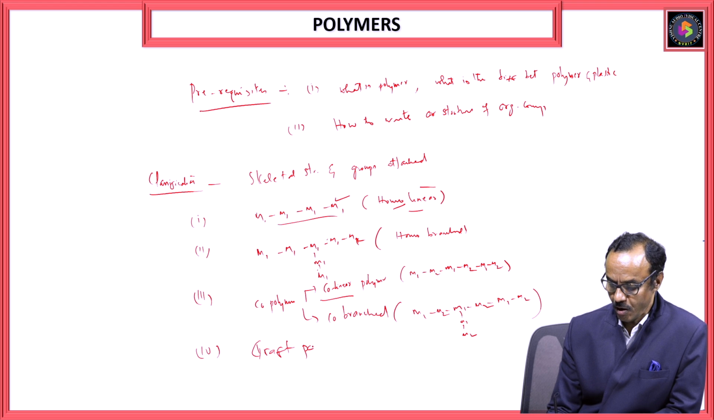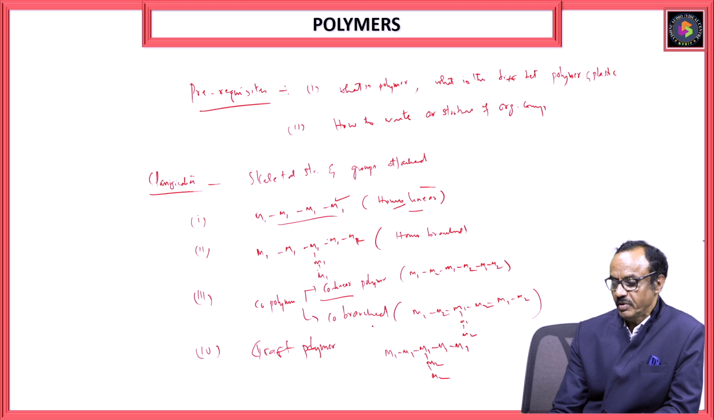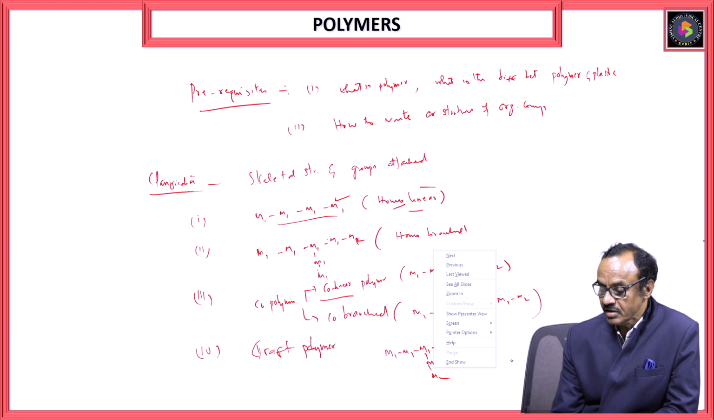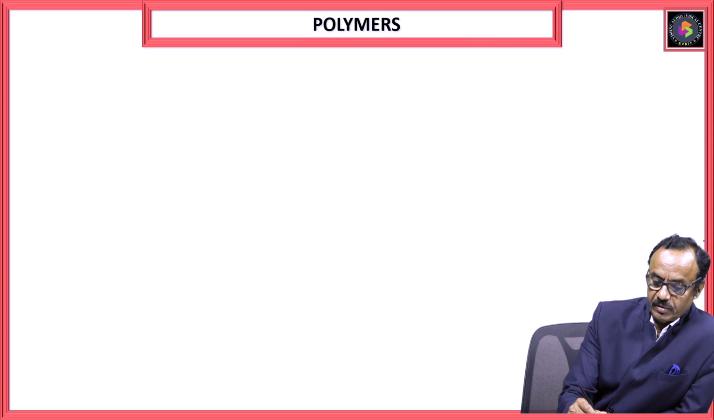Graft polymer. What is the difference between graft polymer and co-branched polymer? In co-branched polymer, the main chain consists of M1, M2, M1, M2 monomers, and the branch is also made up of two different monomers. When you come to graft polymer, the monomers attached on the branch are different from the monomers on the main chain. This polymer is known as graft polymer. The last one, tactic polymer.